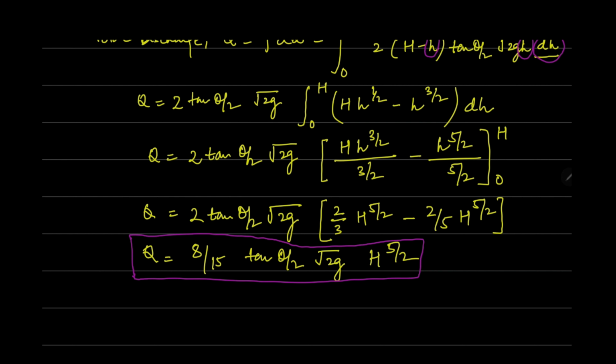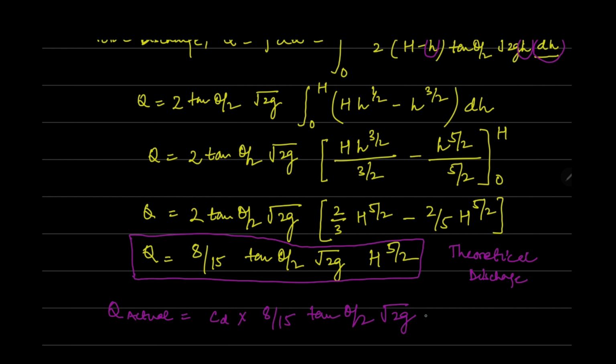Second thing is, this equation is again the theoretical discharge. So in order to get the actual discharge, we have to multiply the CD value. So we can write that Q actual is just the multiplication of CD multiplied by 8 by 15 tan theta by 2 under root 2g h raised to the power 5 by 2.